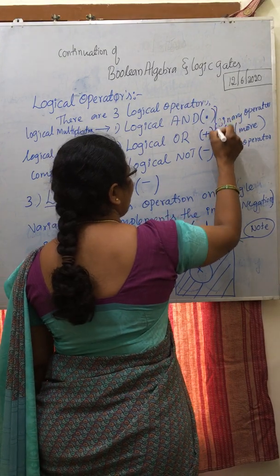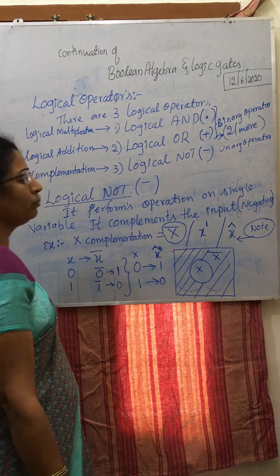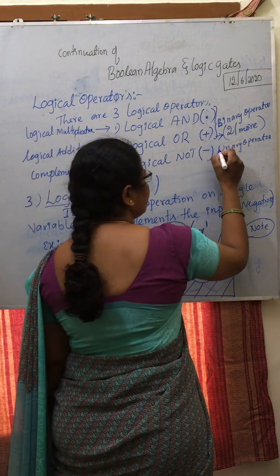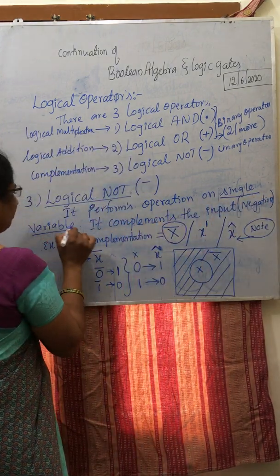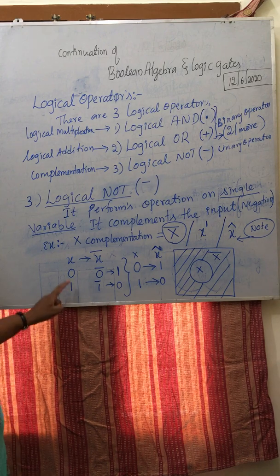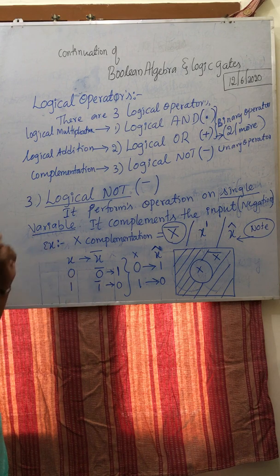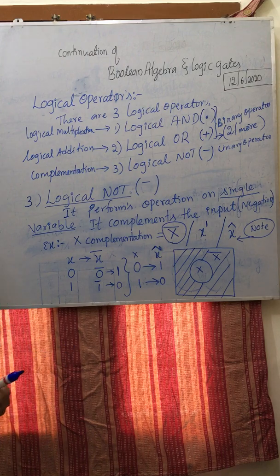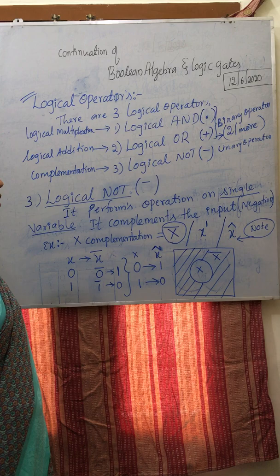Then these two are binary operators. They perform operation on a minimum of two or more input variables. Logical NOT is a unary operator. It performs operation on a single variable. It complements the result. If the X value is 0, then we will get the result as 1. If the X value is 1, we will get the result as 0. Hope you understood, I think so. So this is the discussion about your logical operators.